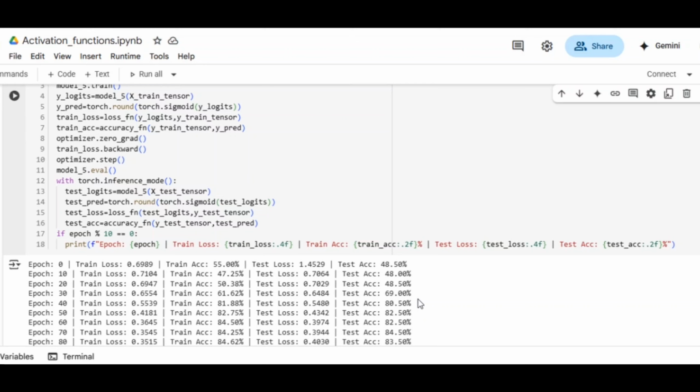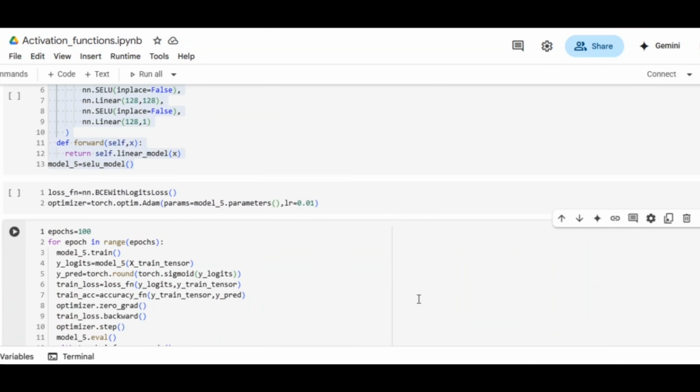There will be a slight change in the model results, that is a 1 to 2% change in the accuracies, but mostly the results will be similar. You'll find changes only when the datasets are larger or you choose a larger model for training. This is the entire video on activation functions.